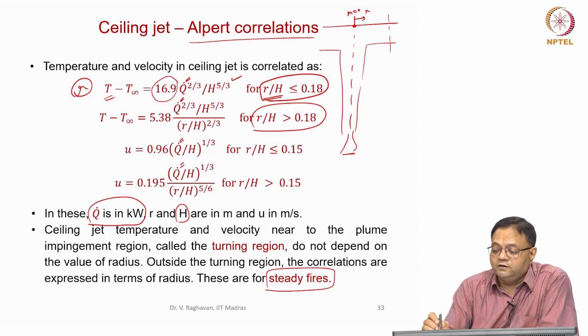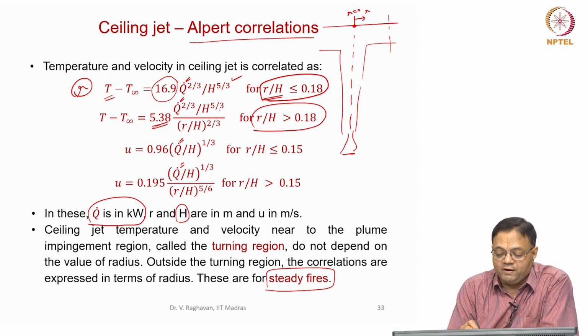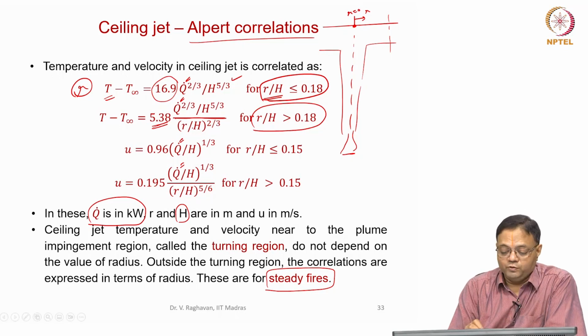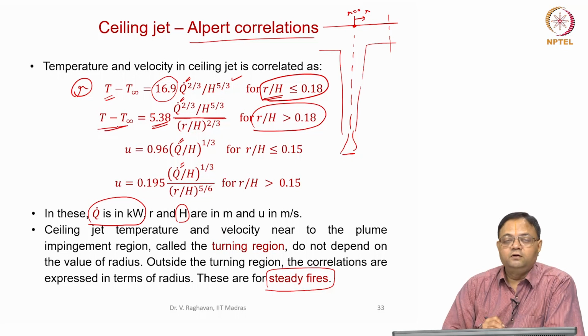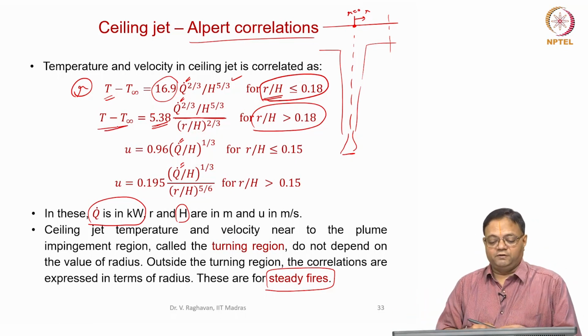Now, when you take the far-off zone from the impinging point, my correlation is T minus T infinity equal to 5.38 Q dot power 2 by 3 divided by H power 5 by 3, but now the influence of radius is also given. R by H power 2 by 3 is in the denominator. When R increases further and further, what happens? There will be heat transfer from the ceiling jet and the temperature difference will drop.